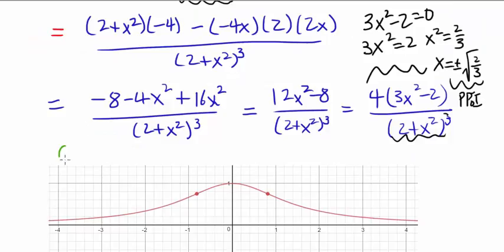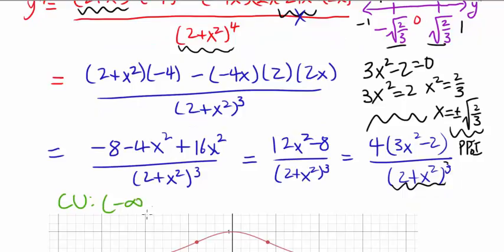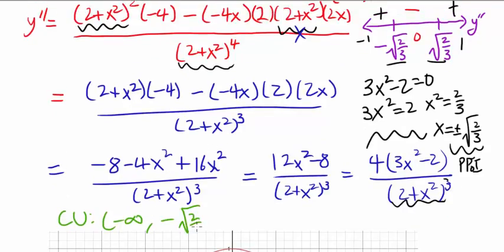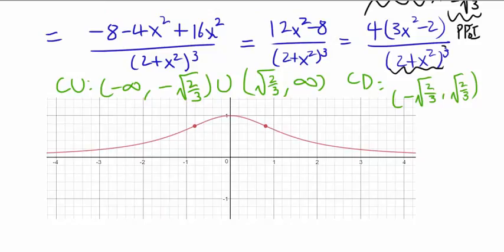The graph is concave up from negative infinity all the way to negative square root of 2/3. And also, this is a union sign, and it means or. Also from positive square root of 2/3 all the way to infinity. And we know the graph is concave downward in between negative square root of 2/3 and positive square root of 2/3. And we know the points of inflection occur when x equals positive or negative square root of 2/3.